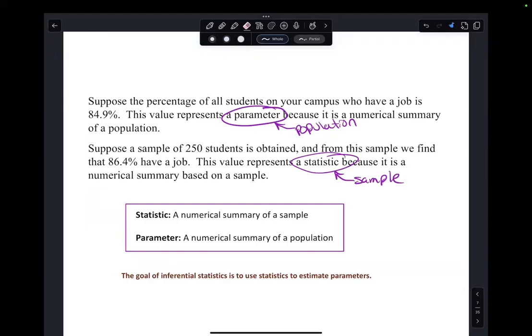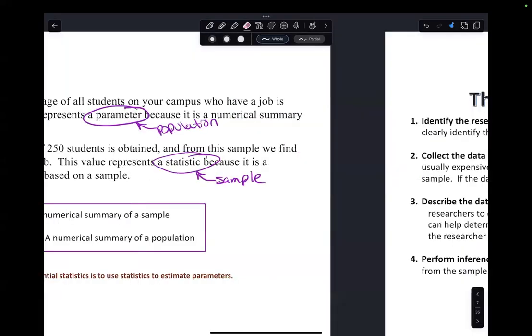So we use inferential statistics to estimate parameters. We use statistics to estimate parameters. So using the sample to estimate the population, because a lot of this refers to the whole US, and I really doubt that I can poll every single person in the whole US. Any questions so far before we move on? All right, moving on then.